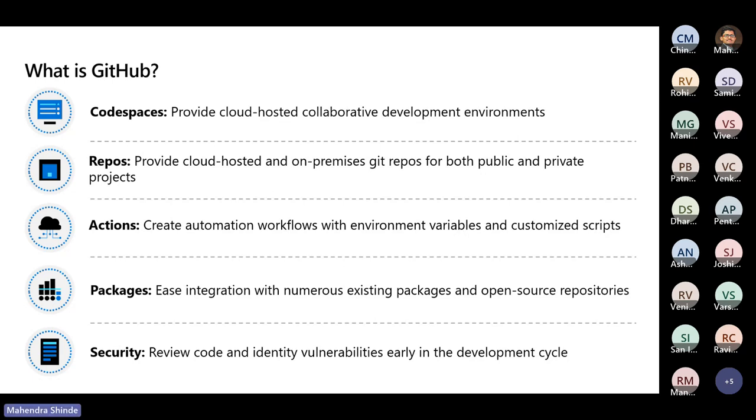Another DevOps platform from Microsoft is GitHub. GitHub is a very popular open source platform. Microsoft purchased GitHub somewhere in the year 2019 or 2020. What are the features available on the GitHub platform? GitHub has Git repositories, cloud-hosted Git repositories with both public and private visibility.